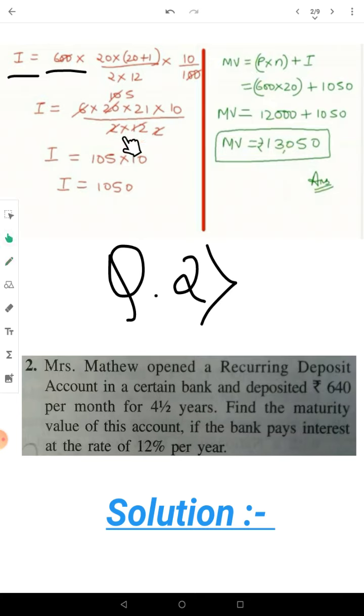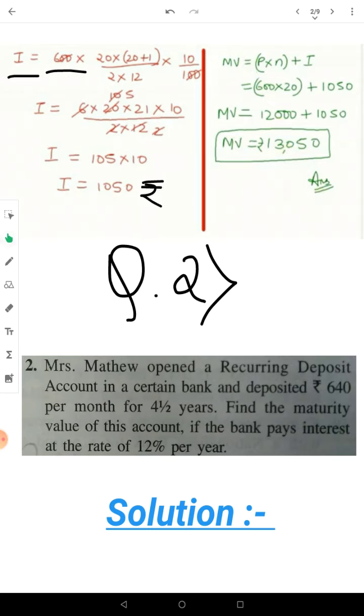I have done it step by step. You also do it step by step. I have shown this calculation also so that you don't make mistakes in calculations. So 600 into 20 into 21 upon 2 into 12 into 10 upon 100. Just cut it. So 6 into 20 into 21 into 10 upon 2 into 12. After doing all this calculation, interest is 105 into 10, that is 1050 rupees. You must write rupees here.